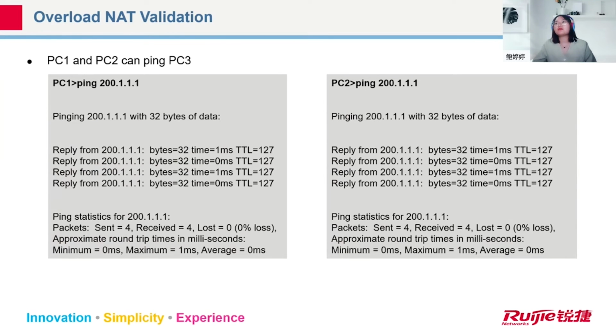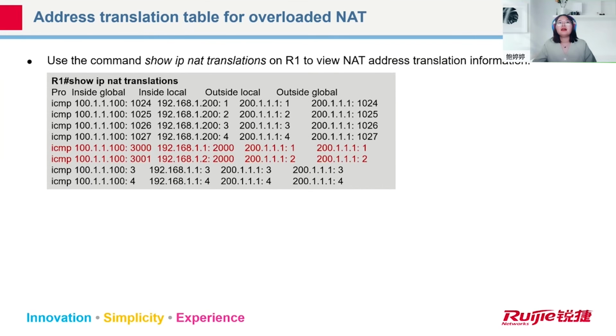And when you use ping to test, you can also find the ping successful. And we use show ip nat translation. We can find ICMP and the different inside global addresses. We will use the same public IP address but different port numbers to indicate different private IP addresses. So this is a translation, and this scenario is the most useful scenario.